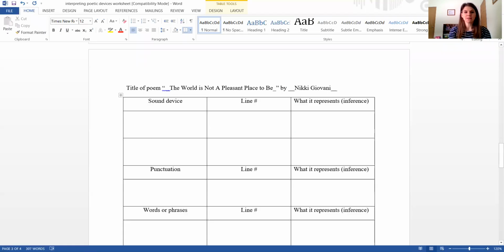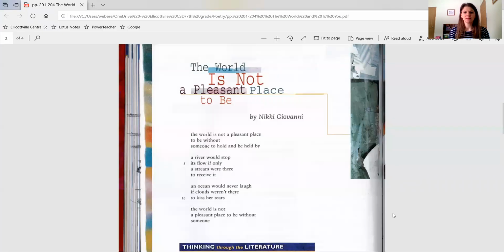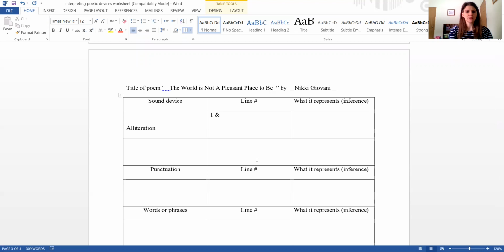Okay, I'm going to put in the box what the sound device is, and we're looking for alliteration. I should have checked the line number before I left it. It's in a couple lines actually. Yep, it is line 1 and line 12, and I'm going to put it in there: pleasant place.